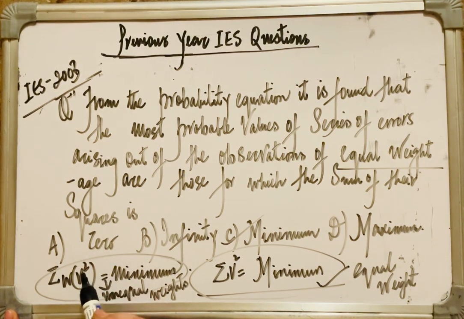So this was about the theory of least squares and the question as asked in IES 2003. With this, we conclude this video lecture.